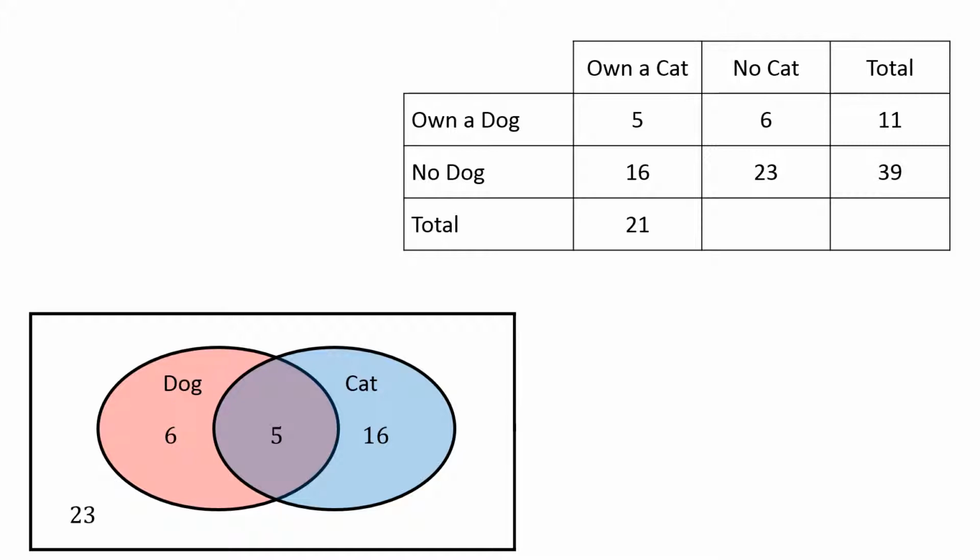There comes the no dog. 16 plus 23 was 39. People that don't have a cat, 6 plus 23 is 29. And of course, the grand total has to work both ways. So if I do 11 plus 39, I better get the exact same amount as if I do 21 plus 29. And so it looks like I surveyed 50 people.